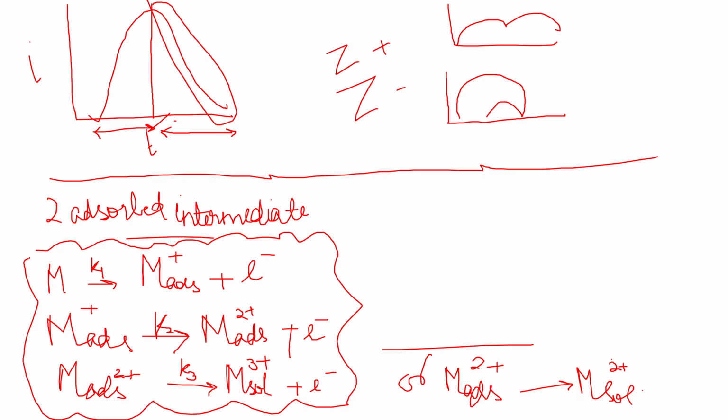The next thing is to see how many reaction intermediates are involved. You can see M adsorb plus and M adsorb 2 plus are the two reaction intermediates involved. So when you are writing the reaction steps, you should take into consideration theta 1 and theta 2. Who can tell me how you will do the site balance for M adsorb plus? I'm just writing that the sites occupied by M adsorb plus is theta 1.